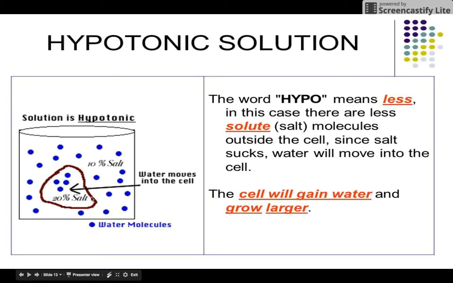Just look at this illustration here. This cell has 20% salt on the inside, but the environment only has 10% salt. Well, the salt will suck in the water into the cell. So where there is more salt, the water moves. Think about it. When you have eaten so much salt, do you get thirsty? You want more water. Well, salt is thirsty. Salt wants water.